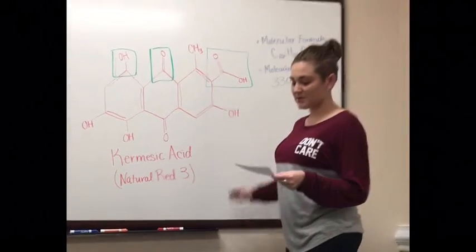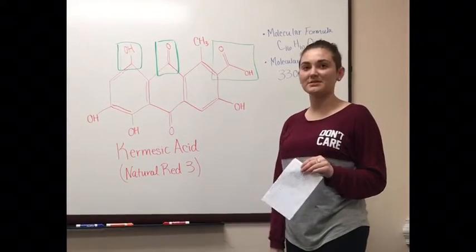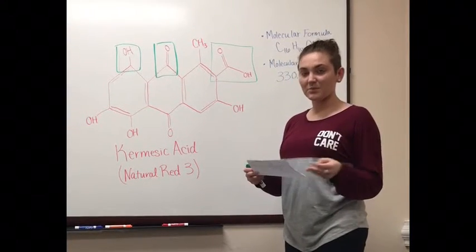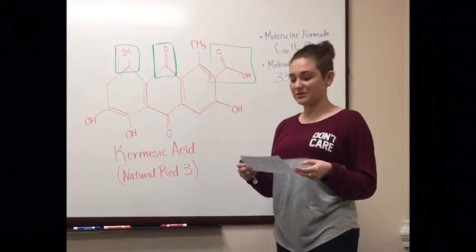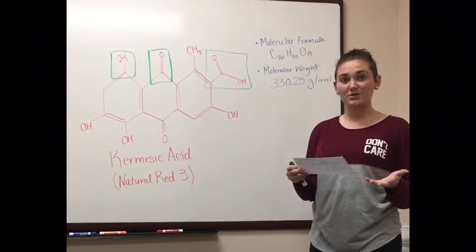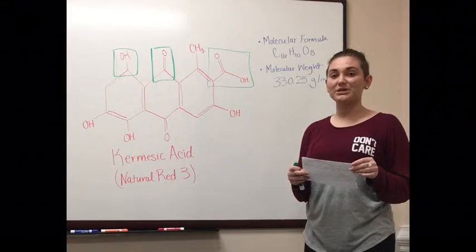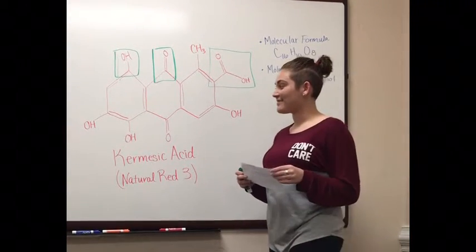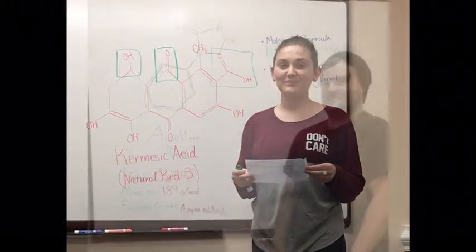Carmesic acid is used in everyday life for brilliant, vibrant scarlet red dye, and also for medications. Some of the medications that it's used for are for treating wounds, ulcers, burns, scars, disorders of the muscular or neuromuscular systems. One in particular is Parkinson's disease. And that is my organic dye molecule, carmesic acid.